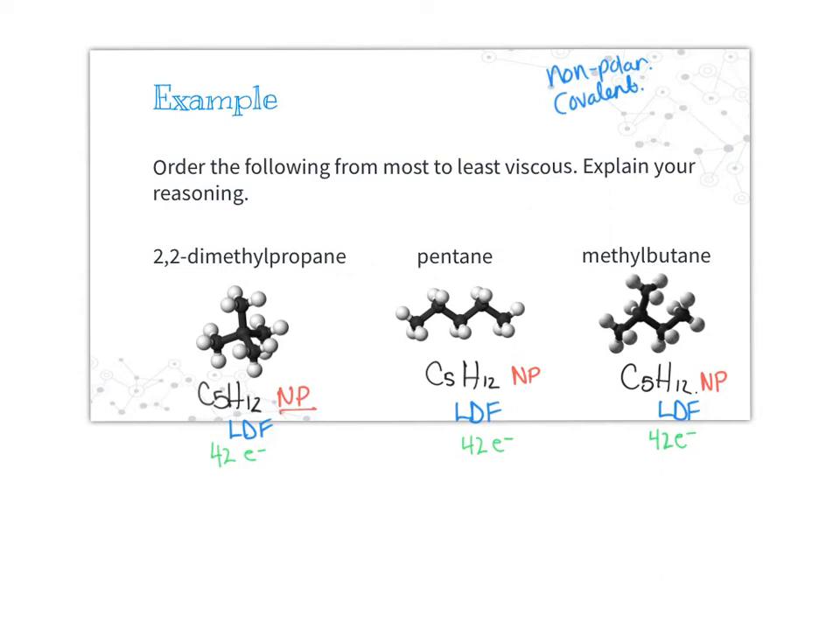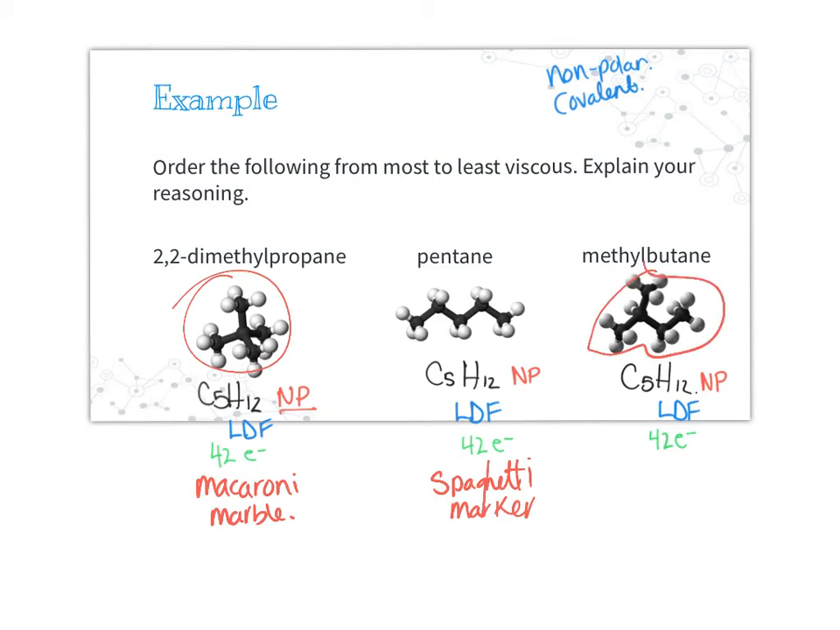So looking at these, dimethylpropane is quite branched, meaning the central carbon is connected to 4 other carbons. This one is long and skinny, and this one is slightly branched. It looks long and skinny and has this 1 extra here. All right, so this is the most spaghetti or marker of the 3, my bad. And this is the most macaroni or marble of the 3. It's more spherical than this one. It's kind of weird, and this one's long and skinny.